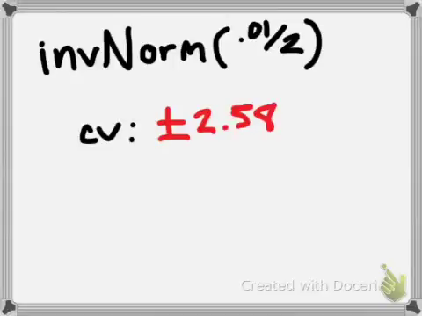Alright, and now it's time for our conclusion. For our initial conclusion, we're going to use the p-value method, and that's if p is greater than or equal to alpha, we reject the null hypothesis, or if p is not greater than or equal to alpha, we fail to reject it. So in this case, we will reject our null hypothesis.